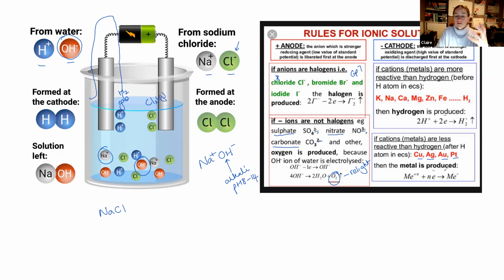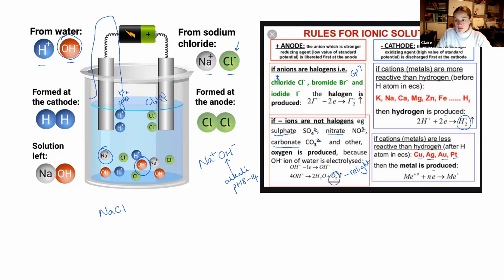That is when the metal will be produced. So if you've got copper, silver, gold, or platinum, you'll get a metal forming around the electrode. For copper, it'll be this lovely golden coppery color, very technical, and it will collect. But if it's above hydrogen, all you've got to say is that the metal is more reactive than hydrogen, so therefore hydrogen gas is given off. That's it. That's all you've got to say.